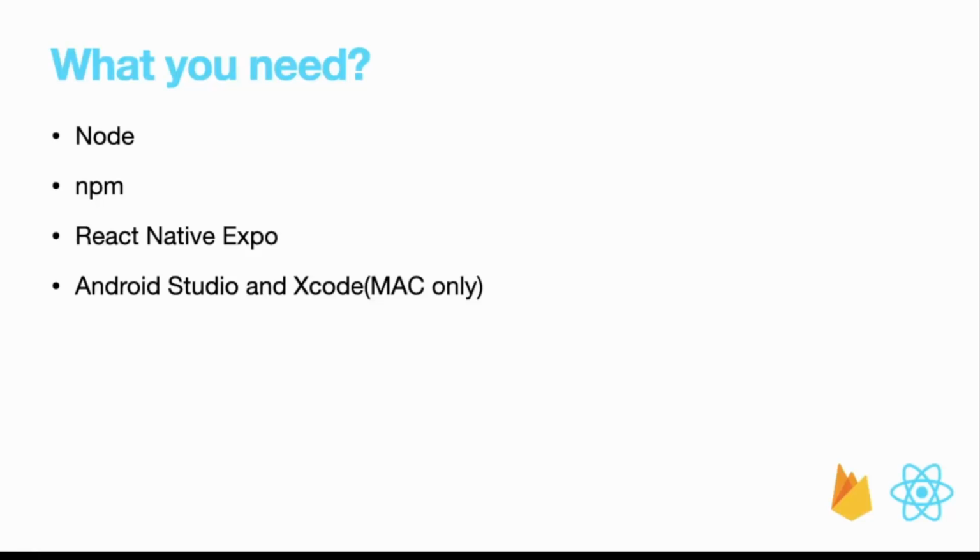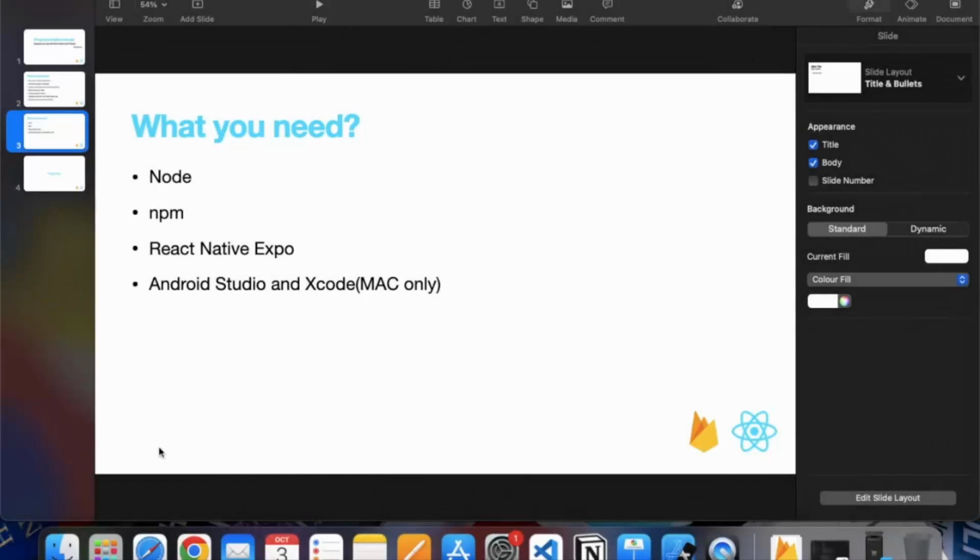So what you need to build this project. First of all, you need Node installed on your machine. We'll be using multiple npm packages, so you need npm also installed on your machine. We will use React Native Expo. Right now you don't need to install the React Native Expo libraries before starting the project. You can run a single command from the Expo CLI to download all the dependencies at once.